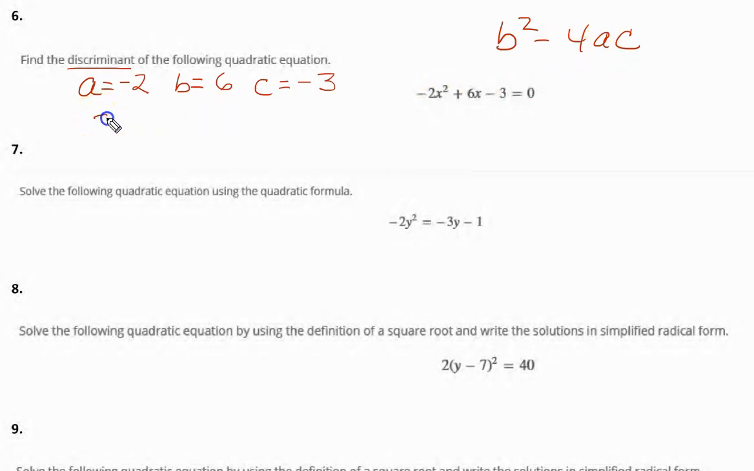All right, so that'll be 36 minus 4. A is a negative 2. C is a negative 3. Now, notice what's happening here. You have 3 negatives, so the product of this is going to be negative, which is 8 times 3, 24. A negative 24 from 36 is going to be 12. So your discriminant is 12.